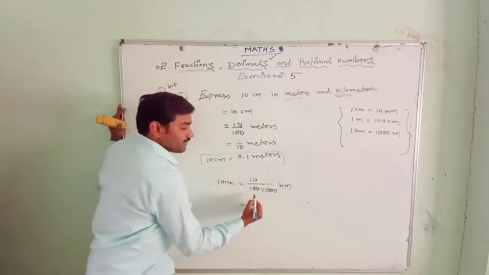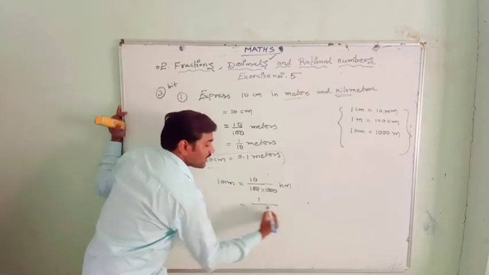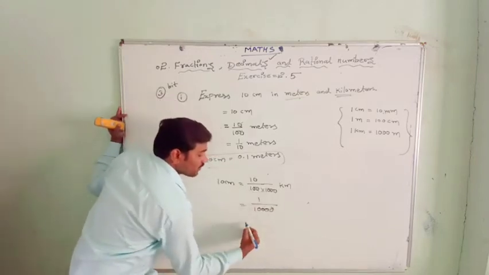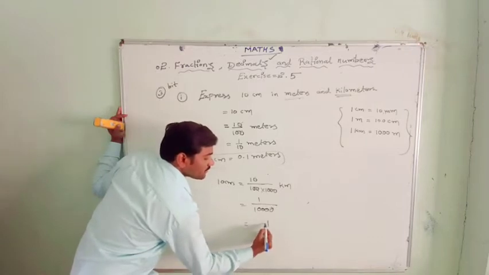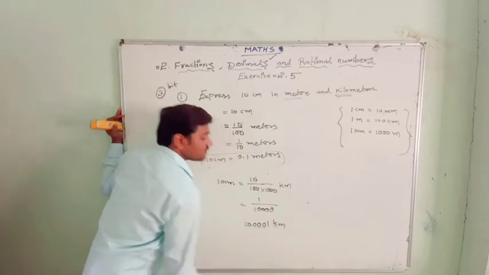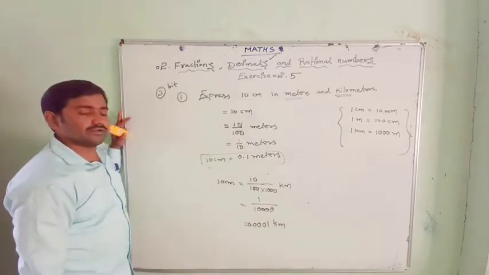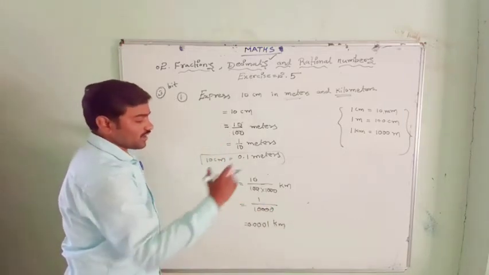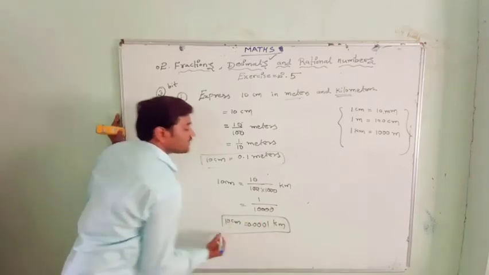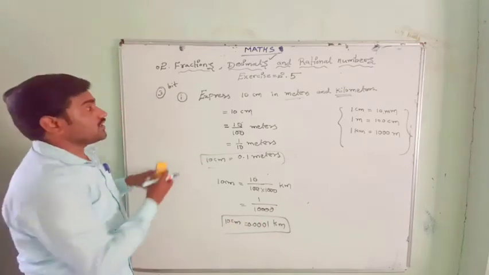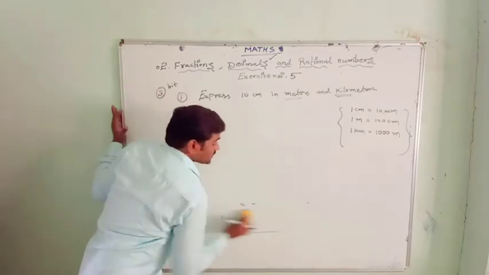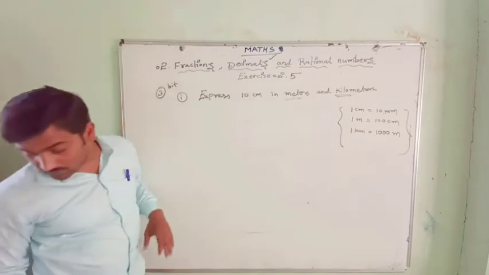So here the 10s get cancelled, 1 by how many zeros are there? Now here 1, here 3, 4, that means 1 2 3 4, here 0.001 kilometer, 0.0001 kilometer, that is 10 centimeter equal to. Okay, I have done the two methods which are very favorable and easy to understand for you, you go for that method. Next, the next one also will be the same.